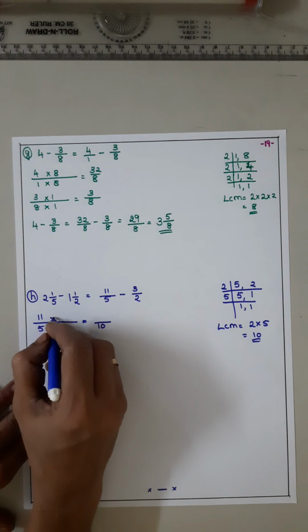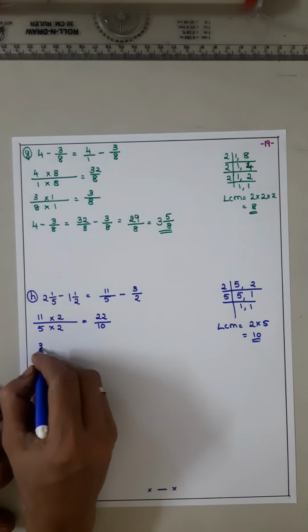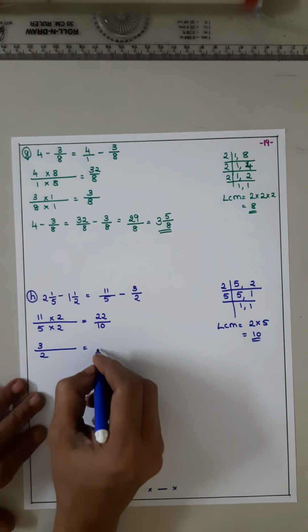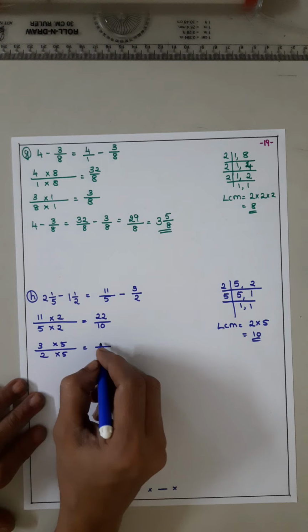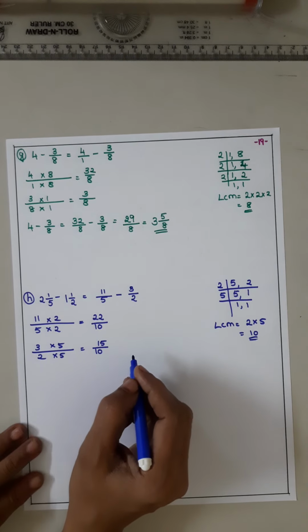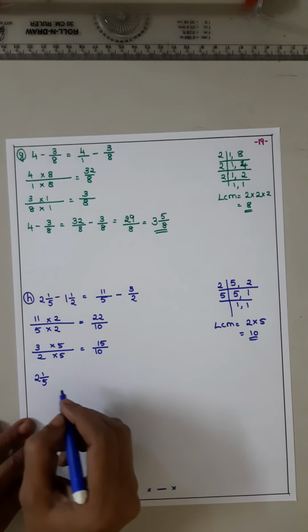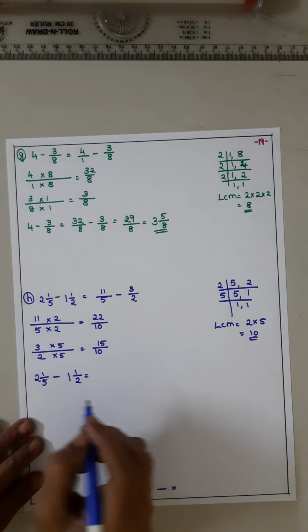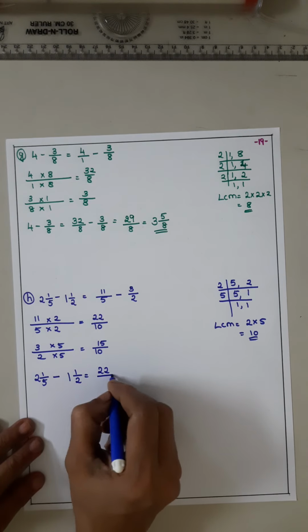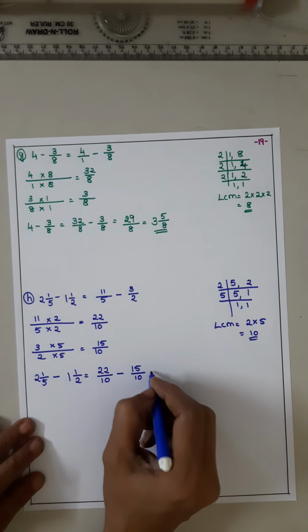Okay, now coming to 11 by 5, denominator is 10. 5 twos are 10, 11 twos are 22. Now 3 by 2, denominator is 10. 2 5s are 10, 3 5s are 15. Now what we have to do? Write the question, main question. 2 1 by 5 minus 1 1 by 2. First number is 22 by 10 minus second number is 15 by 10.